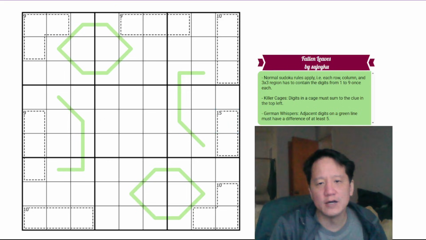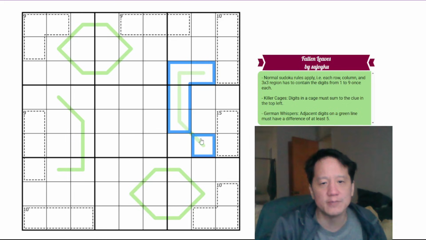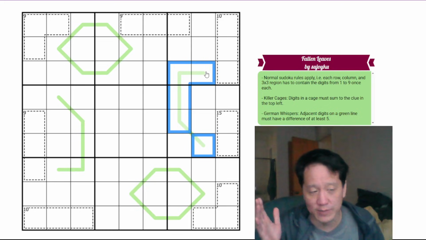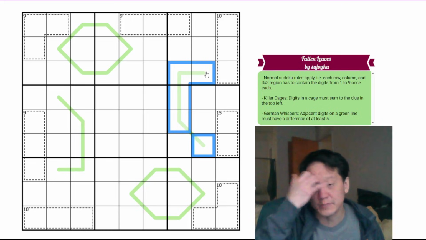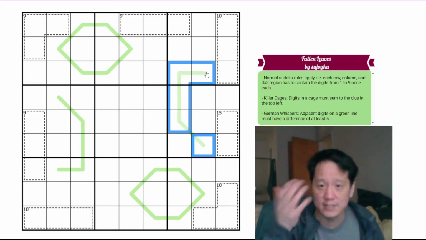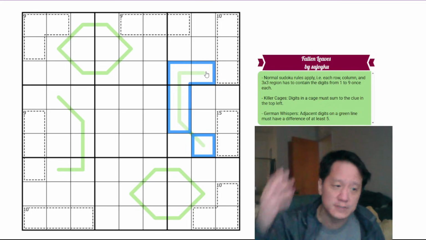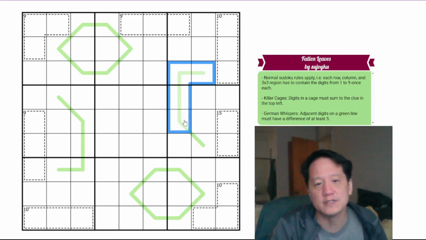We also have German whispers, where adjacent digits on a green line must have a difference of at least 5. I like to call them whisper 5 lines, but that's just because I didn't come up with it. It makes a lot of sense to me because it's extensible. You could have whisper 3 lines, whisper 2 lines, whisper 8 lines, whatever strikes your fancy. That's the only reason why I choose to call them that.